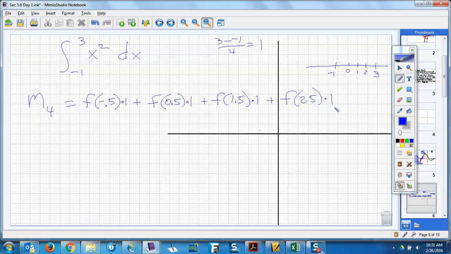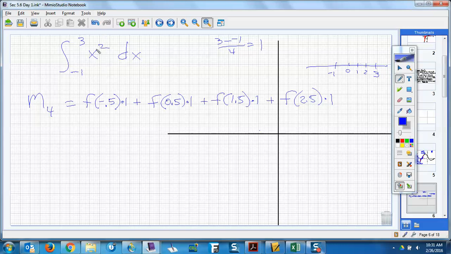Now again, I want you to put the times 1 there for right now. I want you to see height and width, height and width, height and width, height and width. When you look at this, I want you to see rectangles. 1 rectangle, 2 rectangles, 3 rectangles, 4 rectangles. Okay? And adding them up.